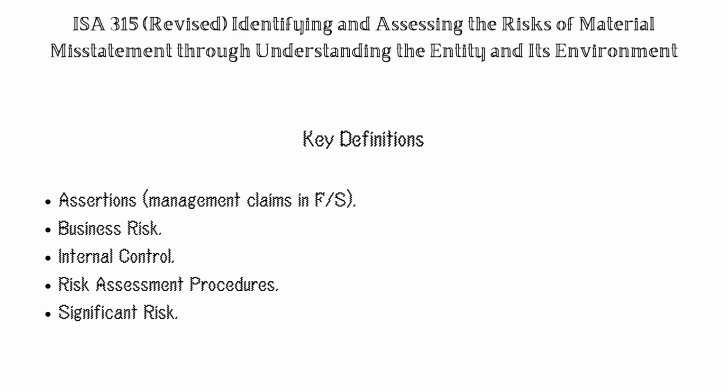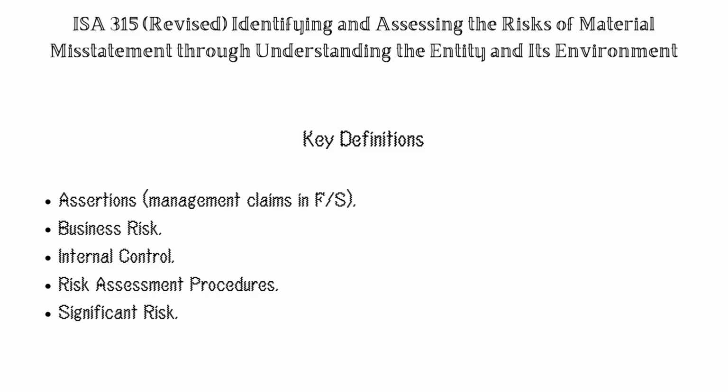Number two, business risk: any risk arising from conditions, events, or actions that could threaten the entity's ability to achieve its objectives. For instance, a sudden change in regulations, loss of a key customer, or entry of a new competitor could all be business risks. Number three is internal control. These are processes designed and maintained by management to provide reasonable assurance that objectives will be achieved. Internal control covers reliability of financial reporting, effectiveness of operations, and compliance with laws.